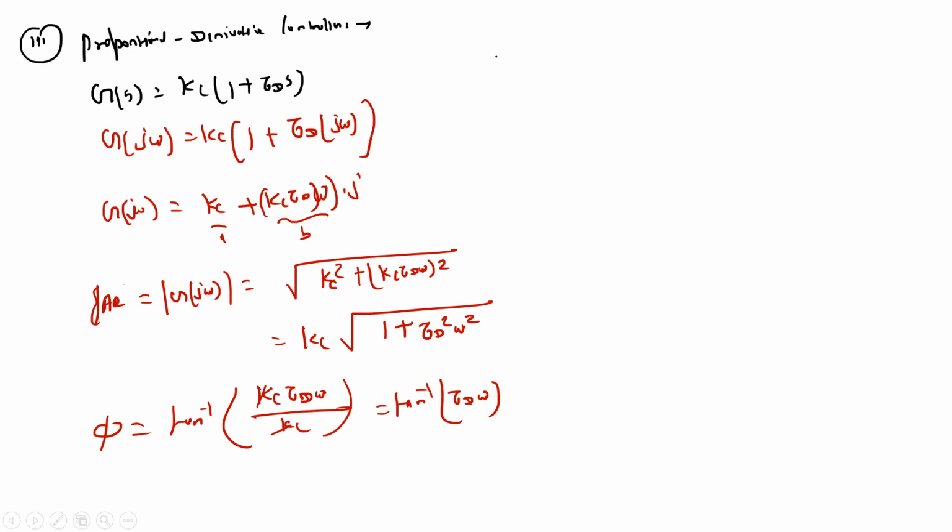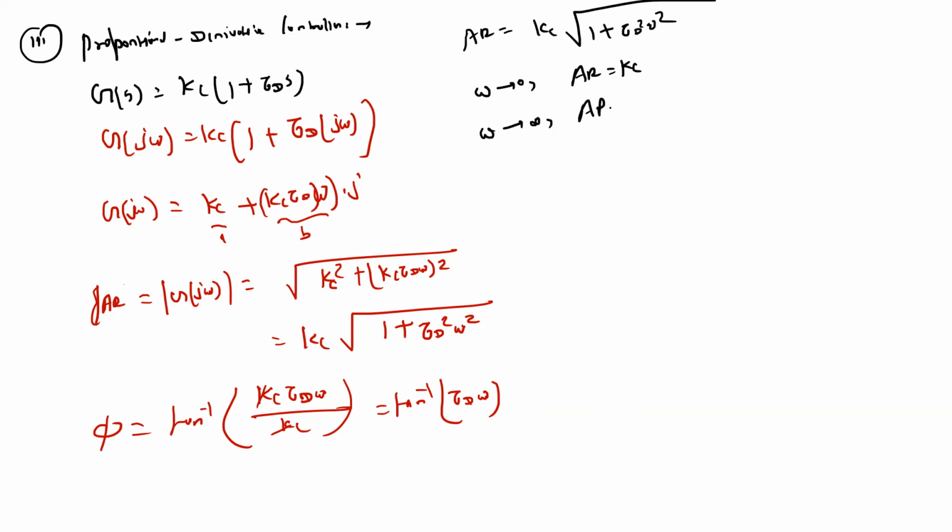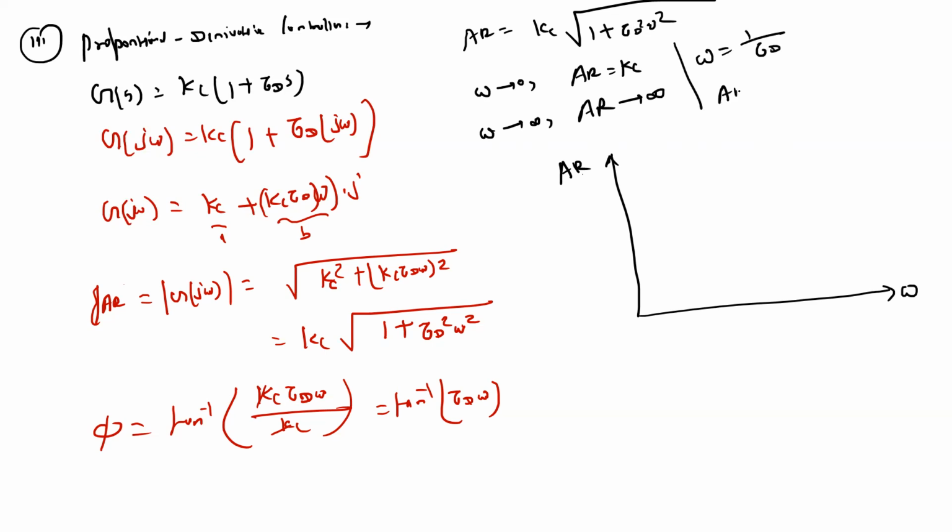The ultimate aim is to draw the Bode diagram for the proportional derivative controller. We have the amplitude ratio equal to Kc root over 1 plus tau d square omega square. Let's say omega tending to 0, then the amplitude ratio will be Kc. And when omega tending to infinity, the amplitude ratio will tend to infinity. So it's a very simple Bode plot of the proportional derivative controller. This one is your amplitude ratio, this one is your omega. And when omega is equal to 1 upon tau d, your amplitude ratio is Kc multiplied with root 2.